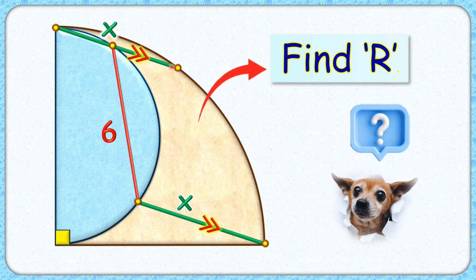This interesting question is given to us: a semicircle inside a quadrant. These two green line segments are parallel to each other and equal in length. The length of this red line segment is given as 6 cm. The exciting part is, with this limited data, we have to find the radius of this quadrant.